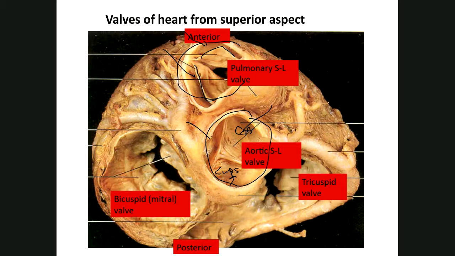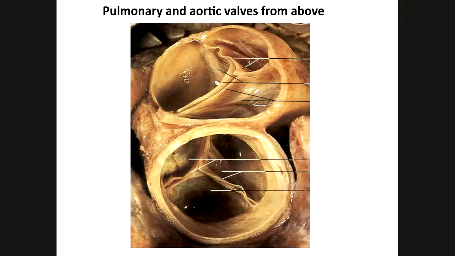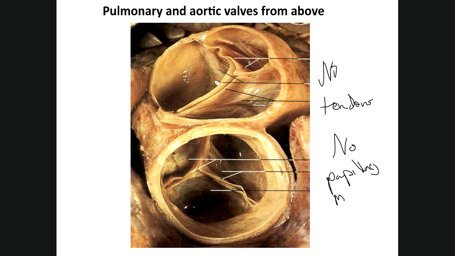There are no little helpers for these valves. So there's no chordae tendons, and there's no papillary muscles. They're just all on their own. But most of the time they work just fine. But remember, they're supposed to look like half moons, and that's why they're called semilunar valves. And then remember, they're named for the artery they're located in.